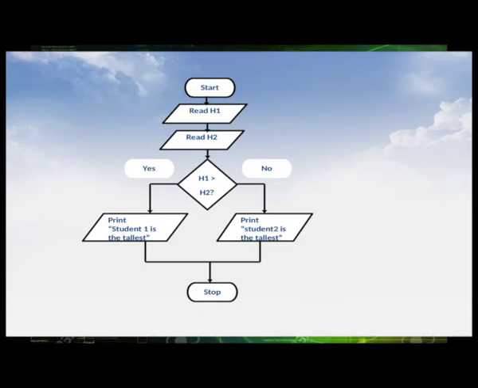As usual, we start with start symbol, reading the height of student 1 and student 2. Then we are comparing H1 with H2. If H1 is greater than H2, then student 1 is taller than student 2. Otherwise, student 2 is taller one. Then finally, we end the flowchart with stop symbol. So far, we have discussed decision box and explained its use in flowcharts.